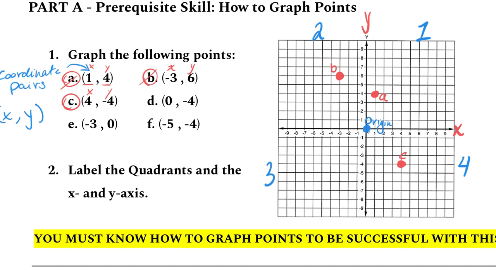All right, so now we have (0, -4). Okay, so 0 is the x, so that means on the x-axis we do not go left or right. We just stick at 0. Then the y is -4, so we go 0 for the x, then we go down to -4 for the y.